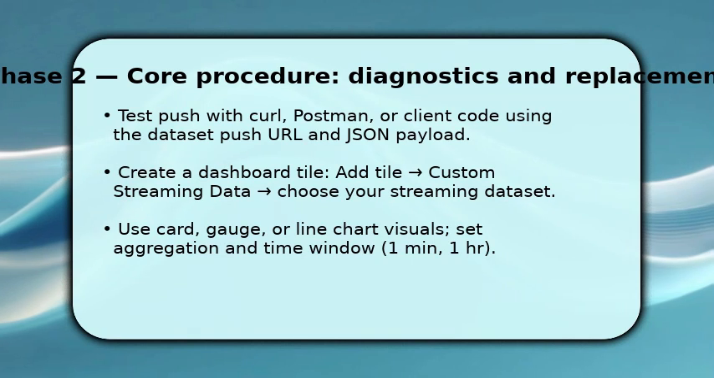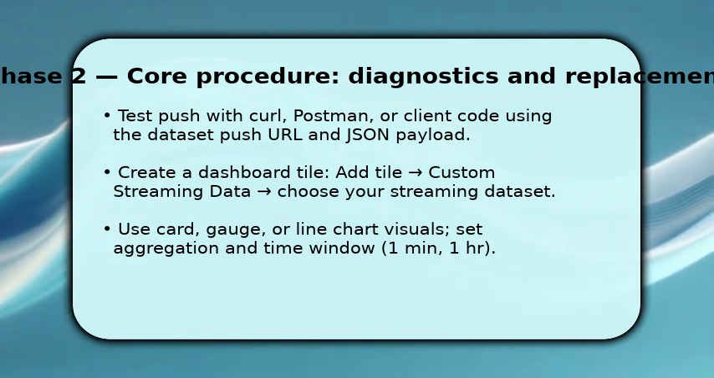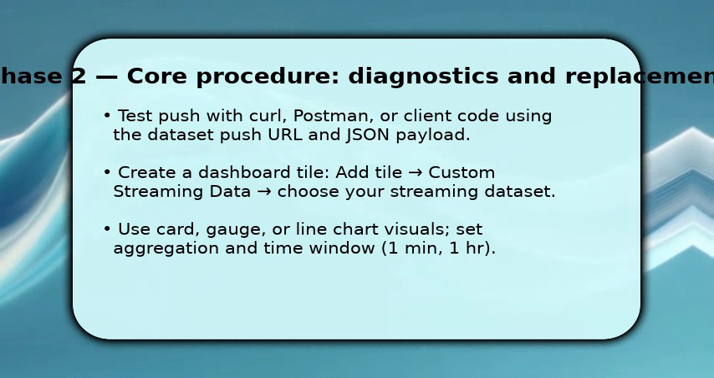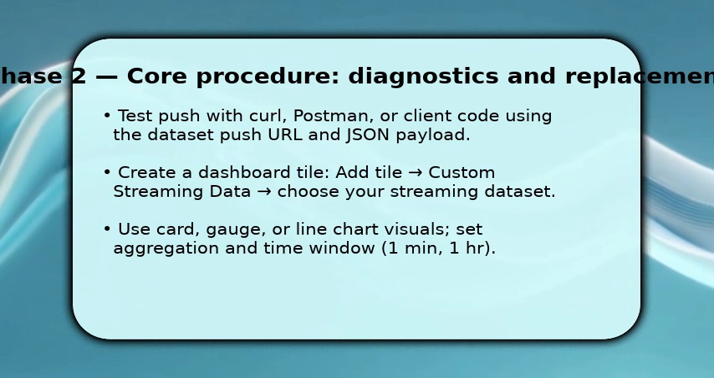After creating the dataset, send test events to confirm the schema matches. Use curl or Postman to post JSON to the push URL and watch the workspace metrics. Once data flows, add a dashboard tile.